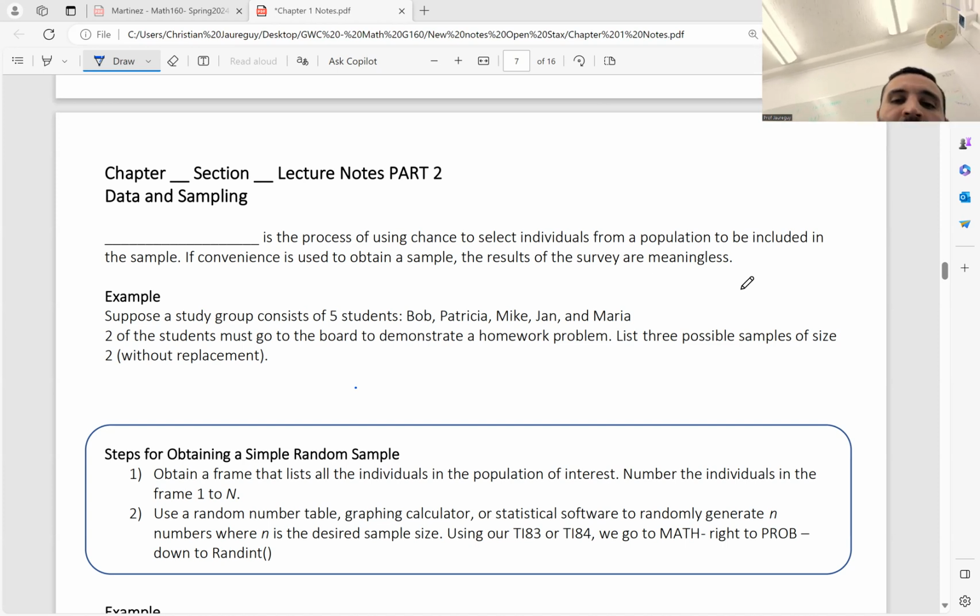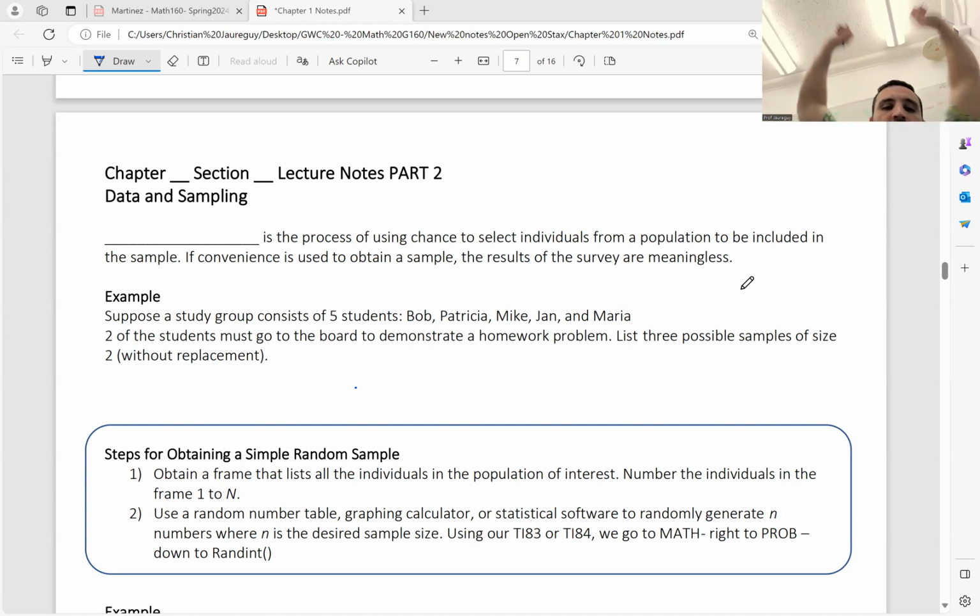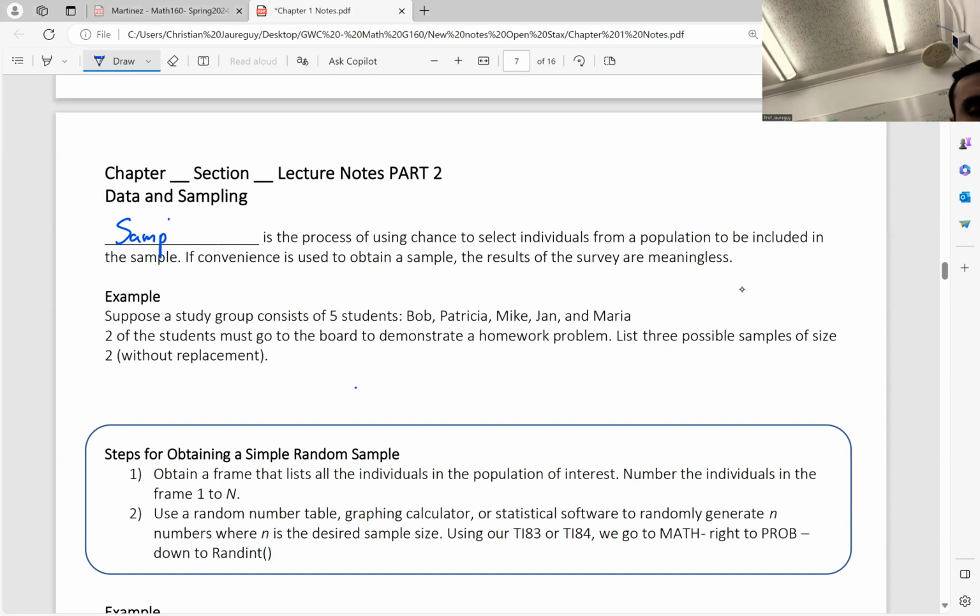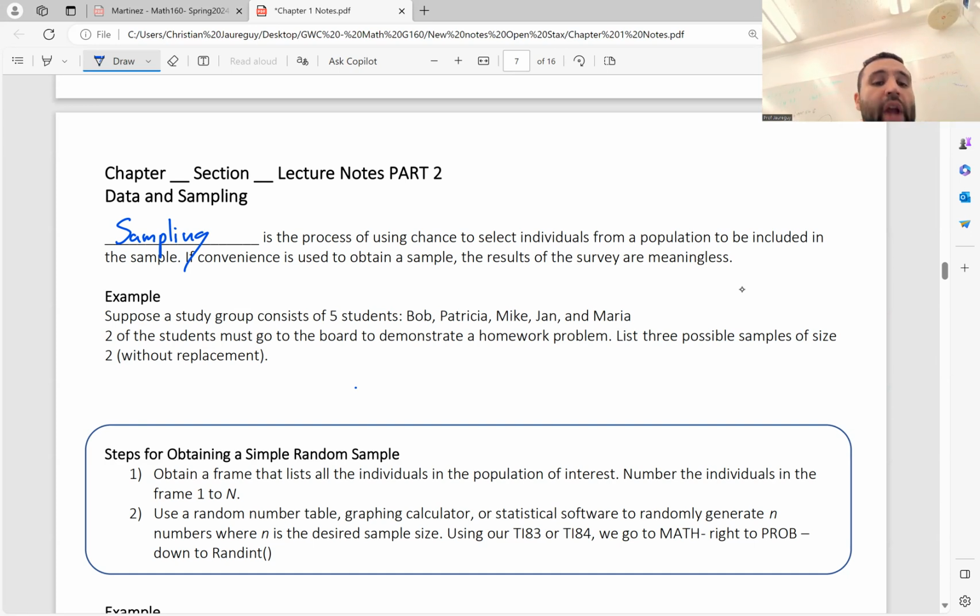The next style of question is I'm going to ask you the type of sampling you see being used. Sampling is the process of using chance to select individuals from a population to be included in the sample. If convenience is used to obtain a sample, the results of the survey are meaningless. So basically, we need everything to be as random as possible.